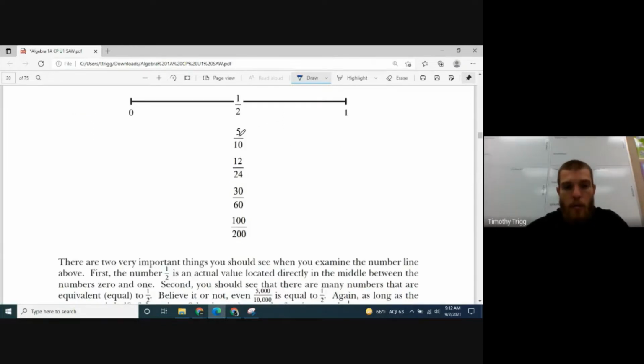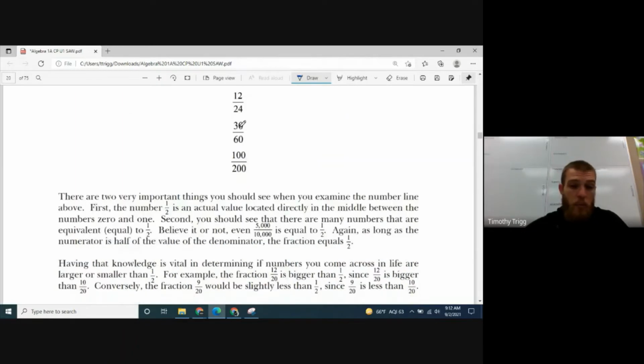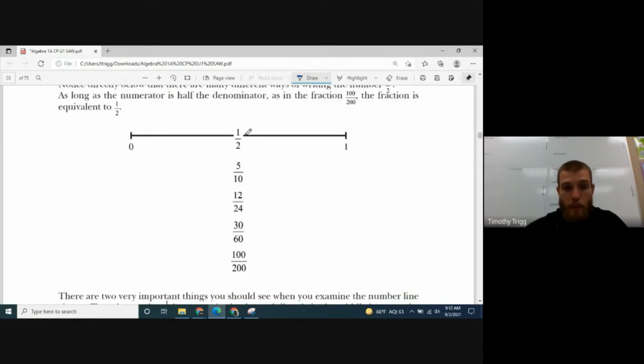Now, all these fractions here are actually equal. They're all equal to 1/2, right? 1 divided by 2 is the same as saying 5 divided by 10 or 12 divided by 24. Notice that 1 is half of 2. 5 is half of 10. 12 is half of 24, and so on. So all of these fractions are all equal to each other. They're all equal to 1/2, or in other words, 0.5.